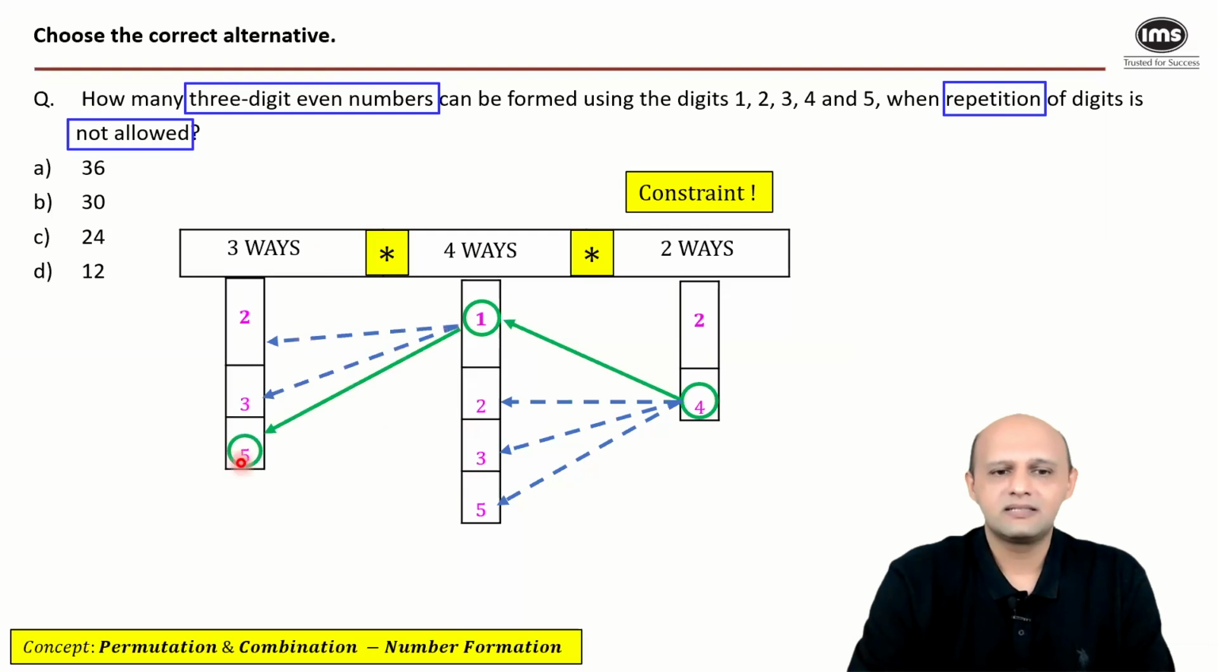Now, if you have entered 1 and if you have entered 4, that is out of the list here. So the only numbers that you can enter here are 2, 3, and 5. For example, if you happen to select 5, the number that you have generated is 514, which is an acceptable number. So how many numbers can be created essentially? There are 24 numbers that you can create. And that's your answer, which is option C.